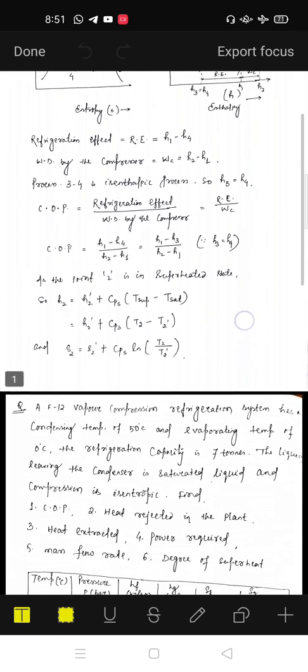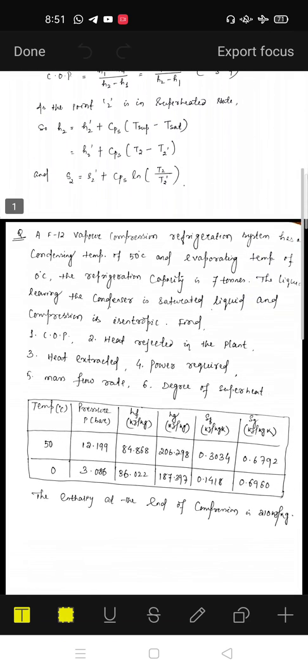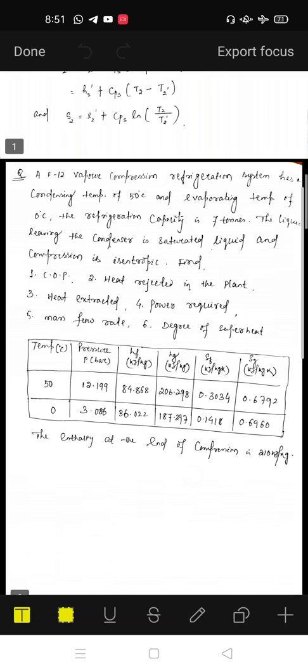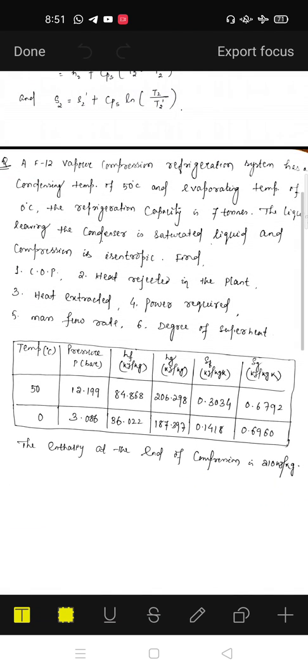So let's solve one numerical. Look here at the question. A F12 vapor compression refrigeration system has a condenser temperature of 50 degrees centigrade, which means the upper limit temperature is 50 degrees centigrade, and an evaporator temperature of 0 degrees centigrade, which is the lower temperature limit. The refrigeration capacity is given as 7 ton.